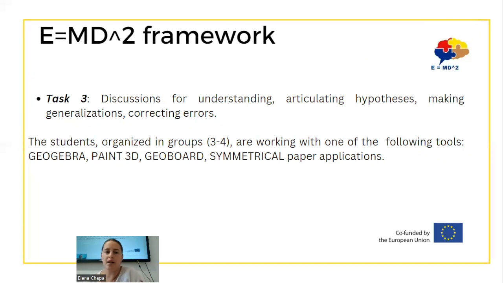For the third task, discussions for understanding, articulating hypotheses, and making generalizations, correcting errors. Students will be organized in groups of 3 or 4. They are working with one of the following tools: GeoGebra, Paint 3D, GeoBoard, symmetrical paper applications.